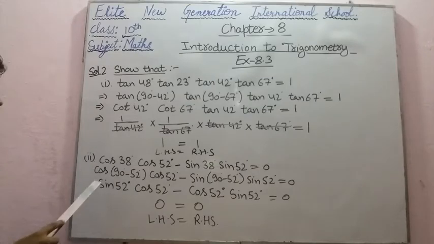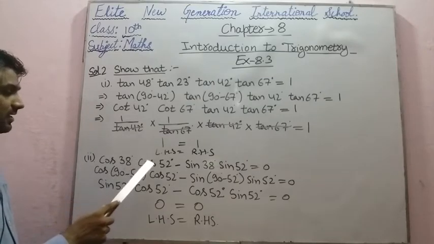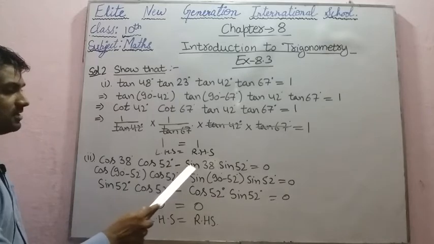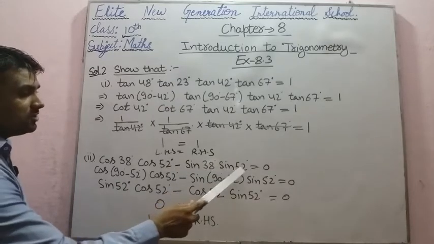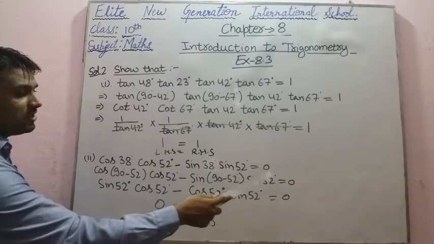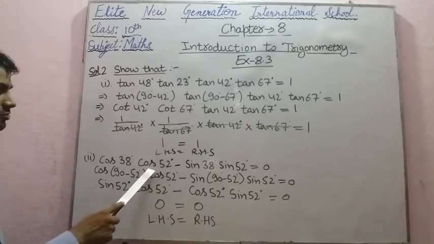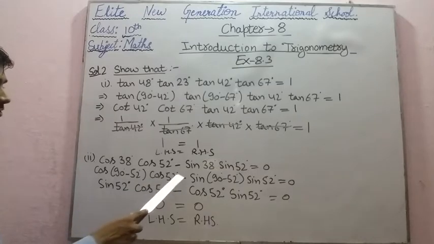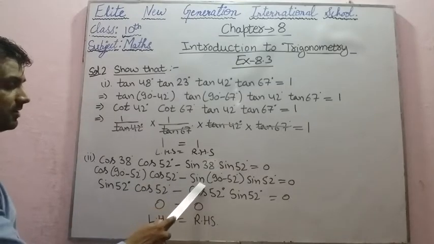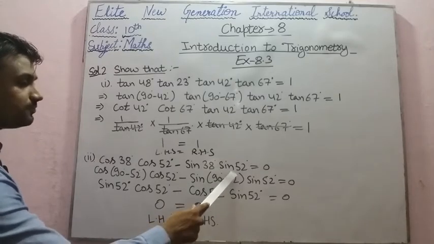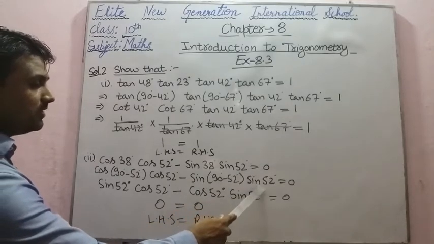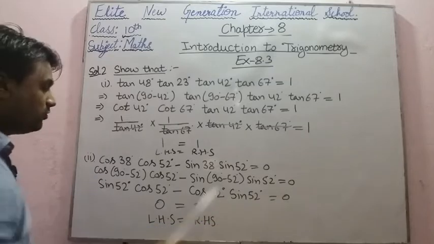In the second part we have to prove that cos 38 into cos 52 minus sin 38 into sin 52 equals 0. So in this, cos 38 can be written as cos (90 minus 52), and this cos 52 will be written as cos 52. Here sin 38 can be written as sin (90 minus 52), and here sin 52 will be written as sin 52, equal to 0.